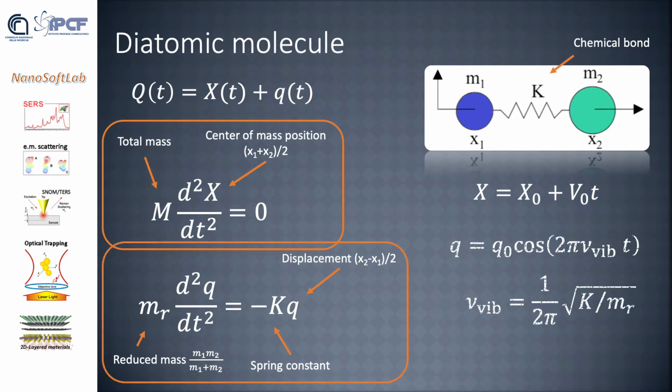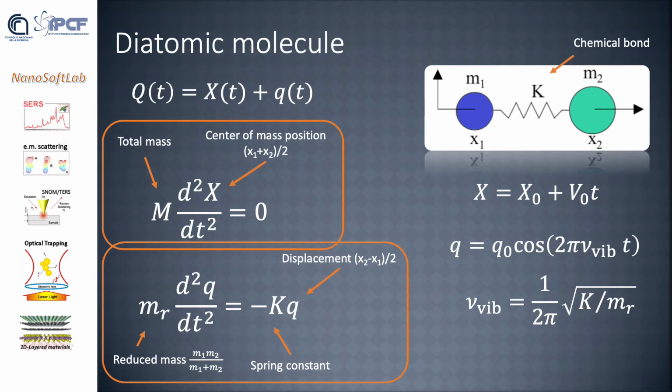If we put our attention on the relative movement, instead we have the equation of a harmonic oscillator, in which mr is the reduced mass and k is the spring constant. Q here is x2 minus x1. If we solve this equation, of course, we come up with a harmonic solution, q equal to q0 cos of 2 pi nu vib t, where nu vib is the vibrational frequency that is proportional to the square root of k and inversely proportional to the square root of the reduced mass.